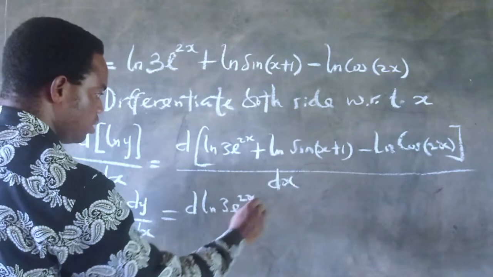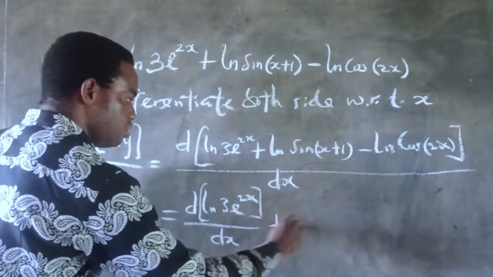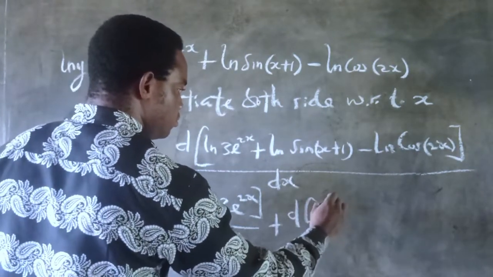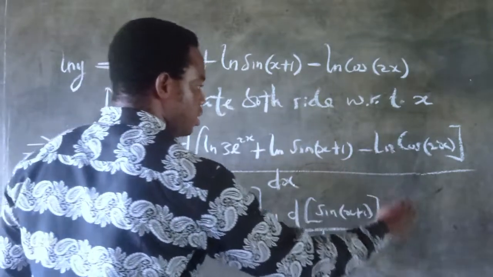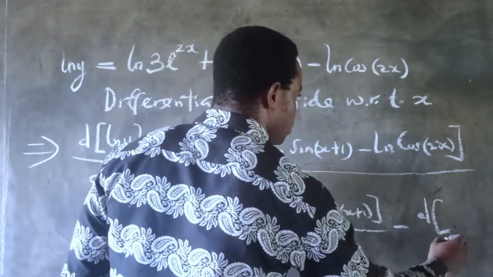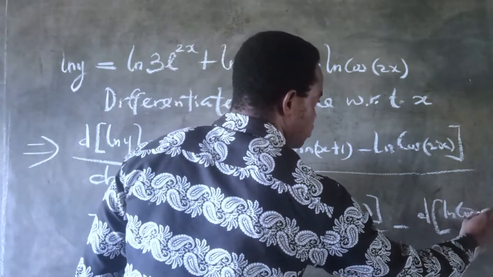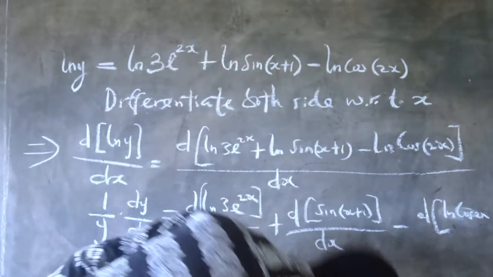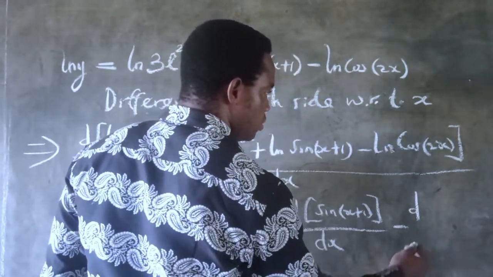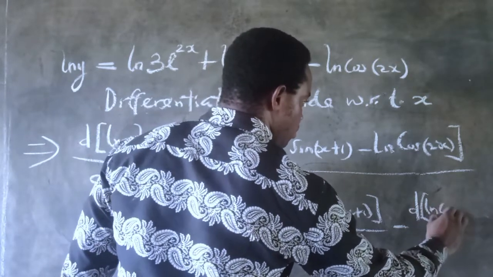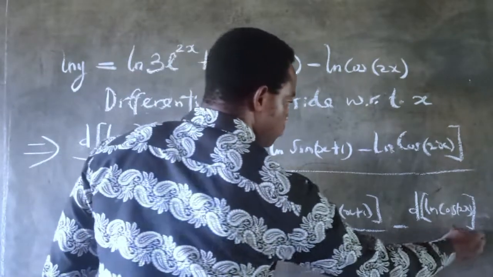So this equals, let us go on and split that from the sum and difference rule. So we have the ln of 3e raised to power 2x with respect to x, plus ln of sine x plus 1 with respect to x, minus ln of the cosine of 2x with respect to x.